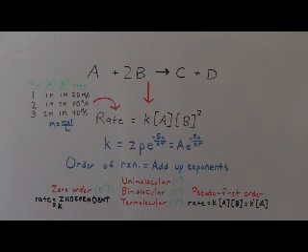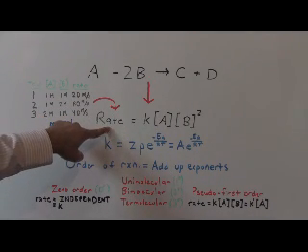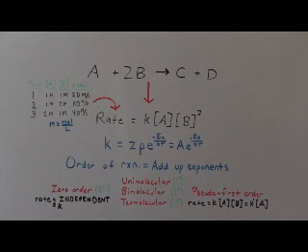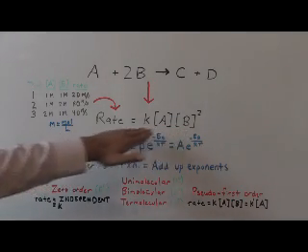The next chapter, chemical kinetics, is very important for the MCAT. Chemical kinetics is all about the rate of a reaction, or in other words, the speed of a reaction. Now there are many different types of data that can be given to us, and we have to extrapolate and immediately think, what is the rate law?